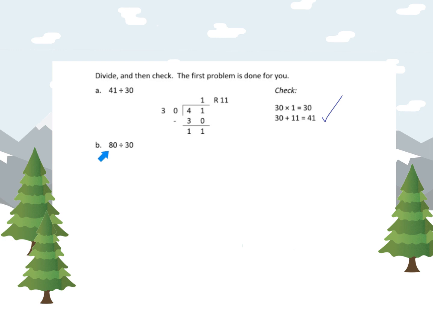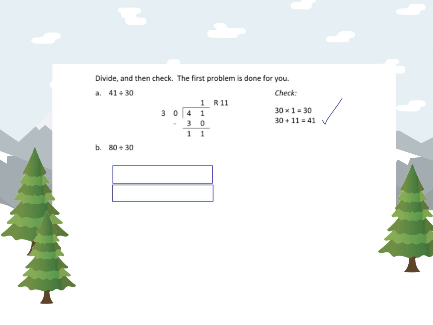In our next problem, we have 80 divided by 30. And the student can think of multiples of 30. 30, 60, 90. Okay, so we know that it's not going to go in more than twice. Maybe a visual will help us figure it out.